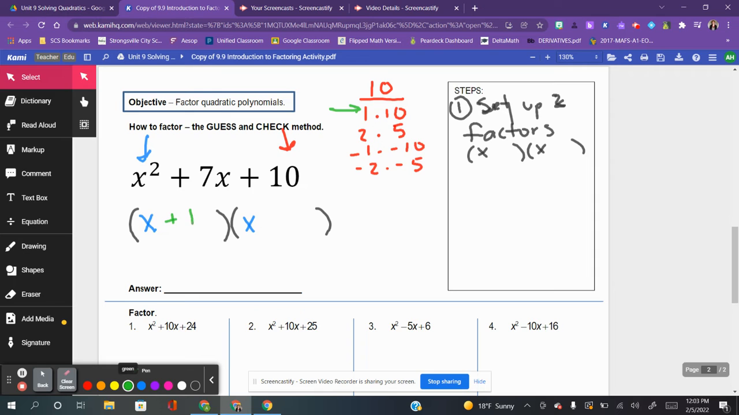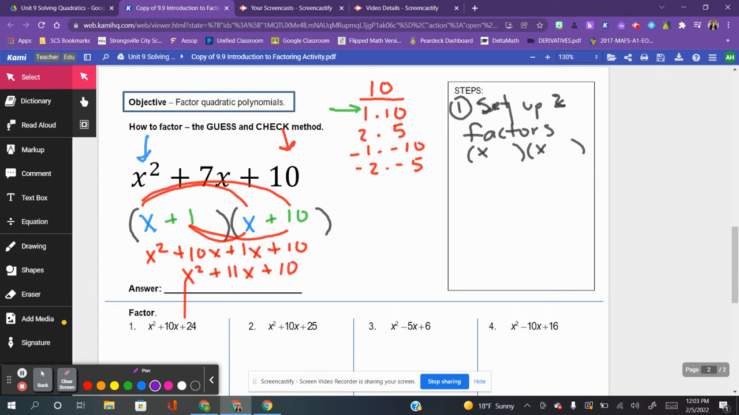I'll do it in green and see what happens. So if I put a +1 and a +10, how do I know if these are correct? Well, I can distribute to check. So x times x gives me x squared, and x times 10 is 10x. I'm going to come back and distribute my 1. So 1 times x is x, and 1 times 10 is 10. And if I combine my like terms, I get x squared plus 11x plus 10. Okay, so I have the plus 10 and I have the x squared, but that 11x does not match my 7. So that means that I get to try again, okay?